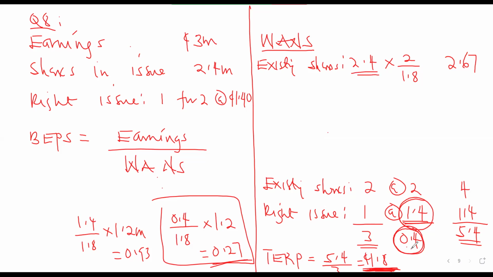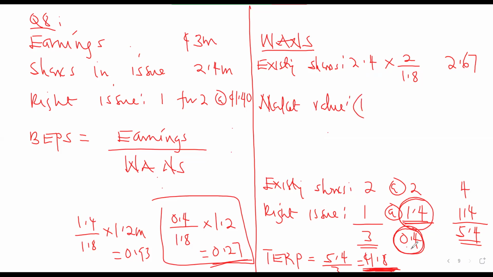So the bonus fraction will also be for a full year. So we are getting 2.67. Let's count to the market value. What will be the shares that will be issued at the market value? Perfect. The shares that will be issued at the market value will be this one.